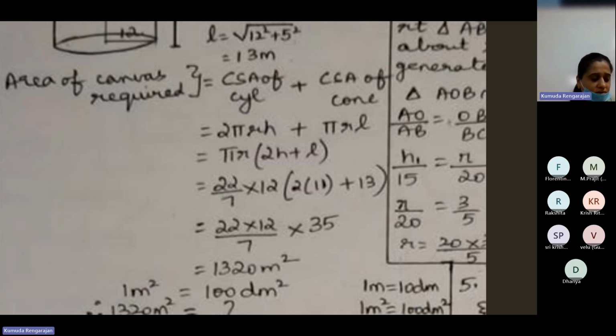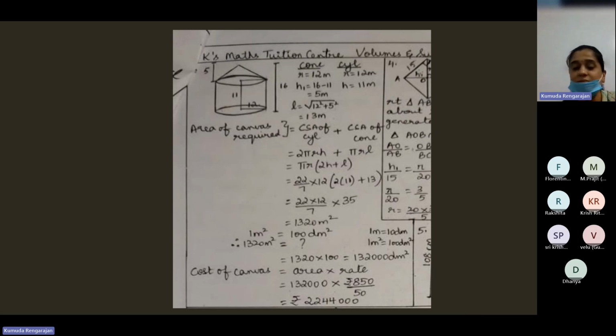The cost is given as 850 rupees per 50 decimeter square. Correct? 850 rupees per 50 decimeter square. So how do we handle that? Convert this area to decimeter square. So how do you convert meter square to decimeter square?